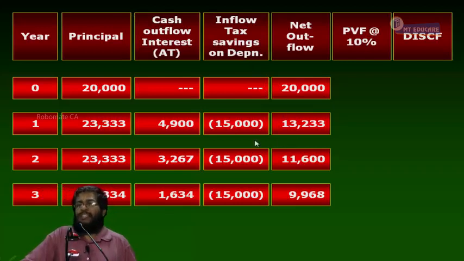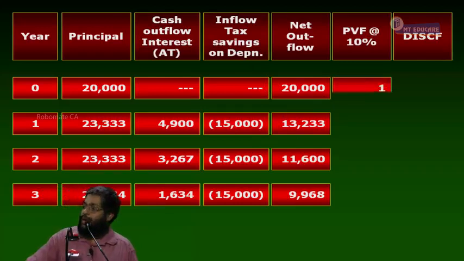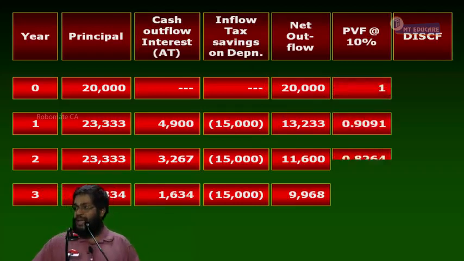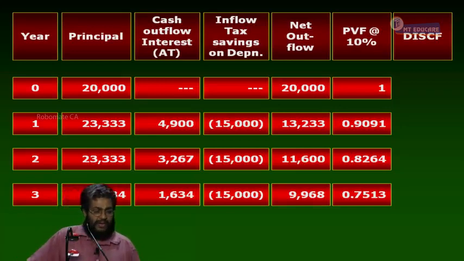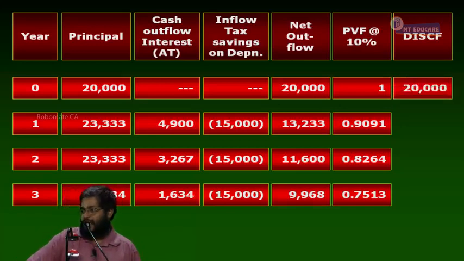Can I add all these outflows and say this is the outflow? No. It should be adjusted for what? Time value of money. The cost of capital is 10%. Year 0, what is the PV factor? 1. Year 1, 0.9091. Year 2, 0.8264. Year 3, 0.7513. Please discount the cash flows. 20,000 into 1, 20,000.